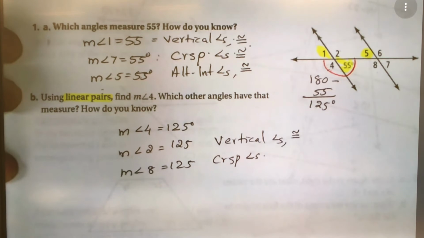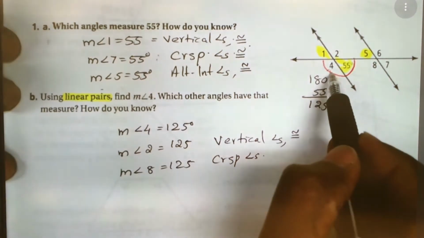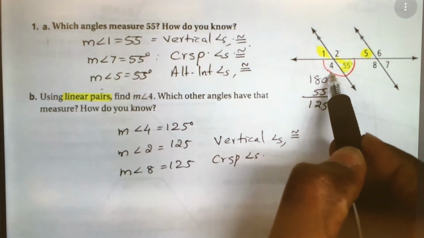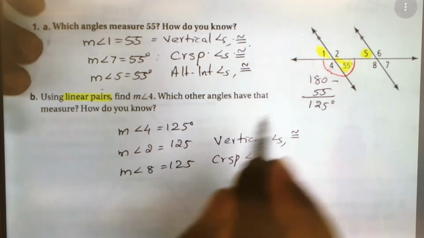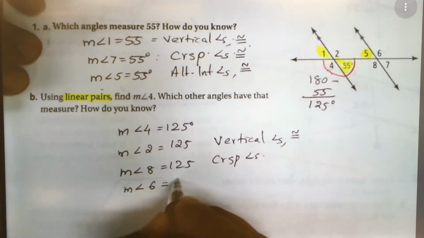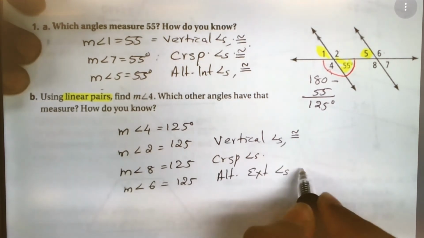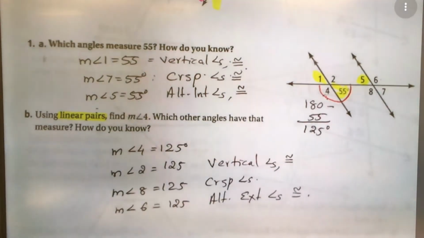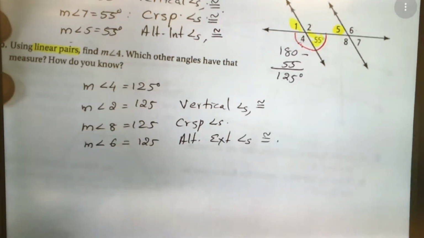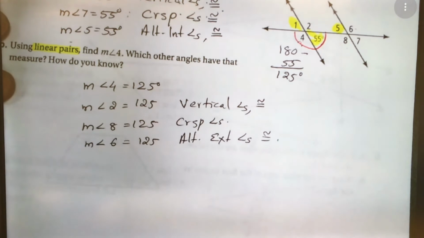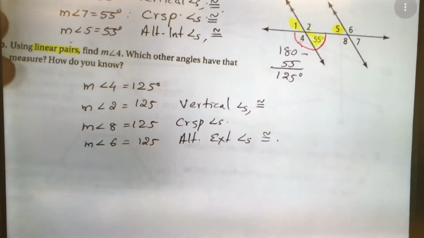The next one is alternate interior, but 4 is not interior, so we cannot use that one. The next one is alternate exterior, so they are congruent. So 4 and 6 are alternate exterior, so the measure of angle 6 is also 125 because alternate exterior angles are congruent. Now you have the measure of all 8 angles, and only one angle was given. Since the lines are parallel, the angles are either congruent or they add to 180, meaning they are supplementary. So we can move on to the next question.